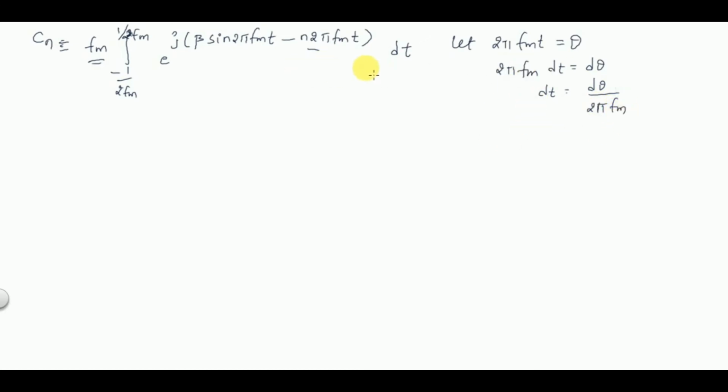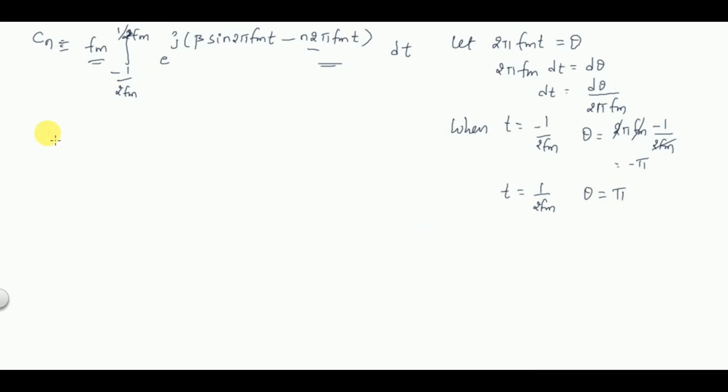I am converting this total integral from t form to theta form. So the limits also change. When t is equal to minus 1 by 2 FM, what is theta? Theta is equal to 2 pi FM into t. With t as minus 1 by 2 FM, the 2 FM gets cancelled, so you get only minus pi. When t is equal to minus 1 by 2 FM, theta is equal to minus pi. Similarly, when t is equal to 1 by 2 FM, theta is equal to plus pi.